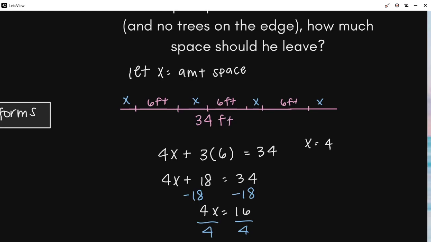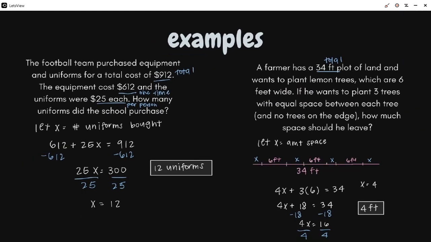Uh-oh, my computer just turned off. Okay, it's still there. Alright, it's fine. Okay, so then that means it's 4 feet of space. Okay, so here are the last 2 examples.